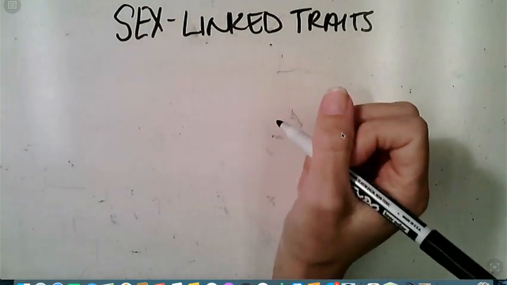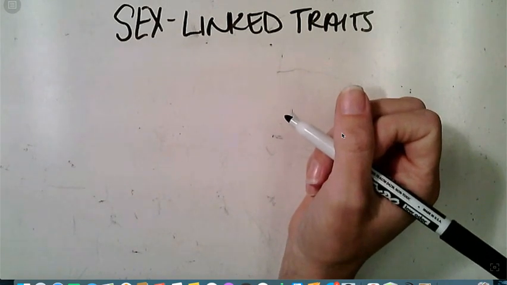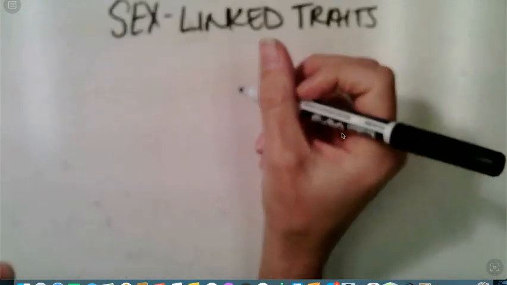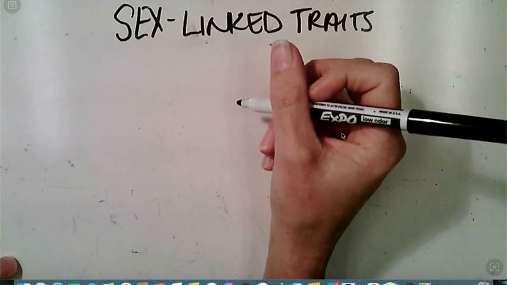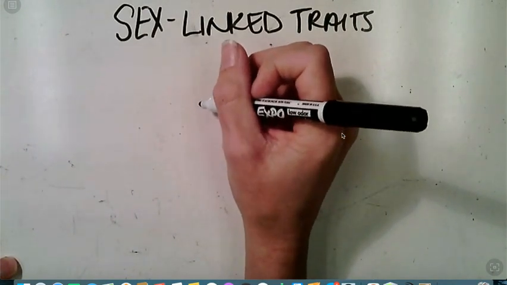Anyway, otherwise, red-green colorblindness is an issue, and people that have it, I'm sorry, that's terrible. But you're not going to bleed to death because of it, like hemophilia, which is actually really bad. But anyway, those are the two most common sex-linked traits that we talk about.